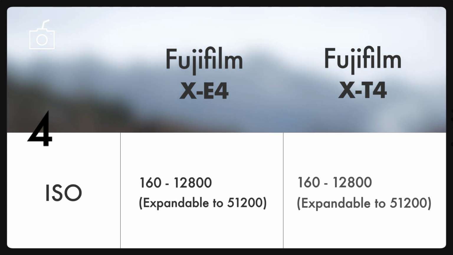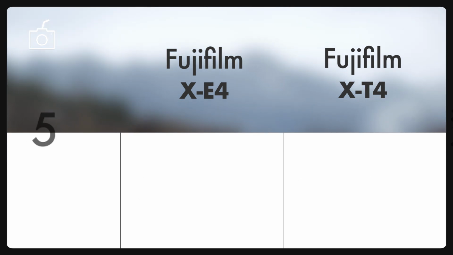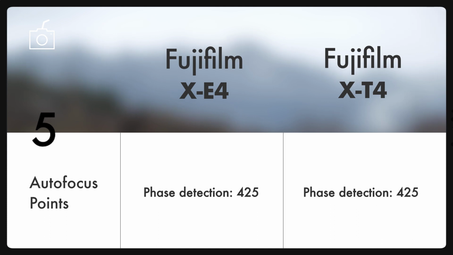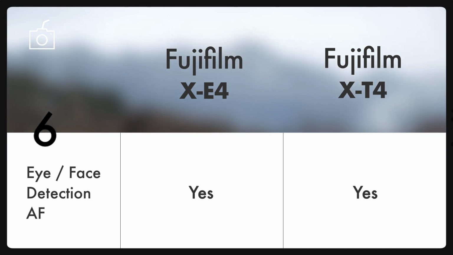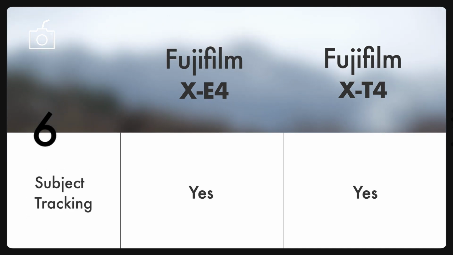Both cameras have good low light performance thanks to their 160 to 12800 ISO which is expandable to 51200. They have the intelligent hybrid autofocus with 425 face detection AF points that track a subject across the frame with the help of eye detection, face detection and other factors.